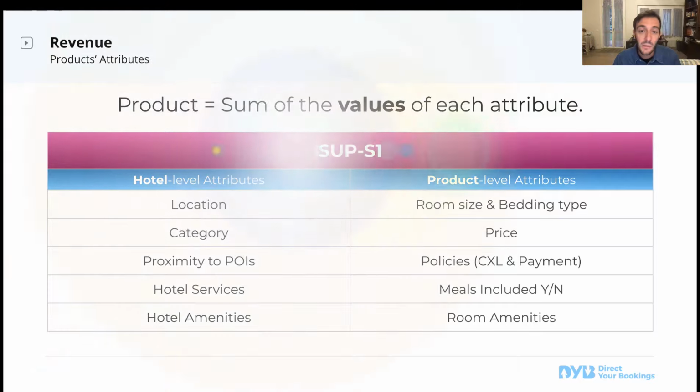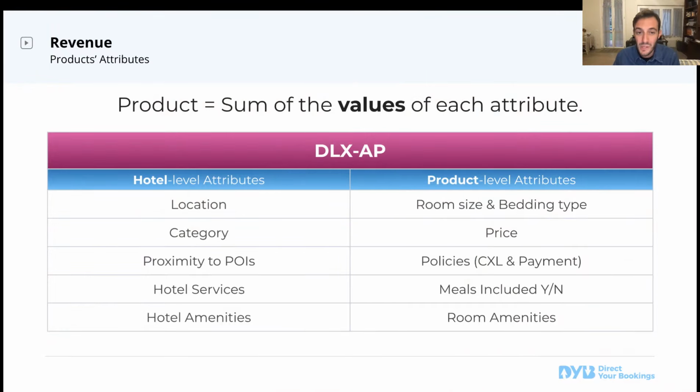Now, the difference between hotel and product level attributes stands in the fact that the former, the hotel level attributes, do not change based on the room and the rate selected by the prospect. Think about, for example, the location or the distance of the hotel to a certain point of interest in your city. They remain the same, no matter whether customers select single or double, advanced purchase rate or daily rate. So the sum of the two, hotel and product level attributes, and the value that you assign to each of them is what makes up your products ultimately and what you sell.